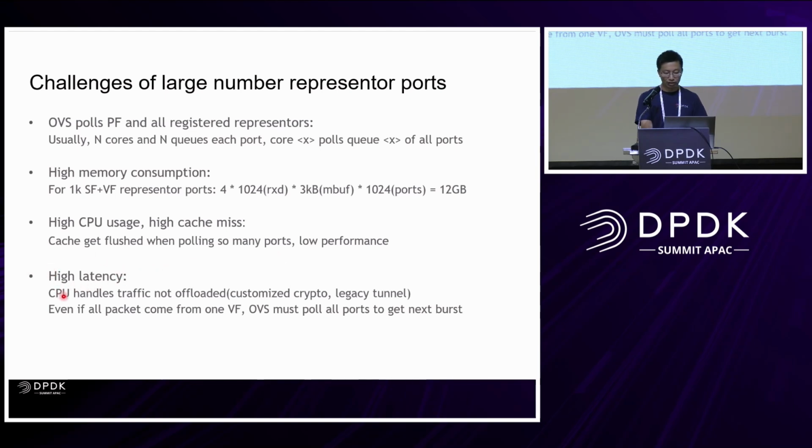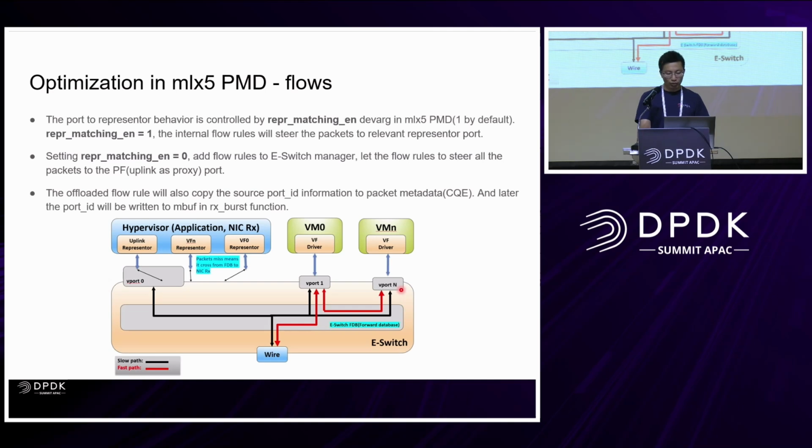Since the CPU handles traffic that is not offloaded, the slow path packets, even if a packet comes from one VF, OVS must poll all ports in case it misses any packet. Since we don't know where the packet missed from, we must poll every port. So let's see how we can optimize that in our Mellanox mlx5 PMD.